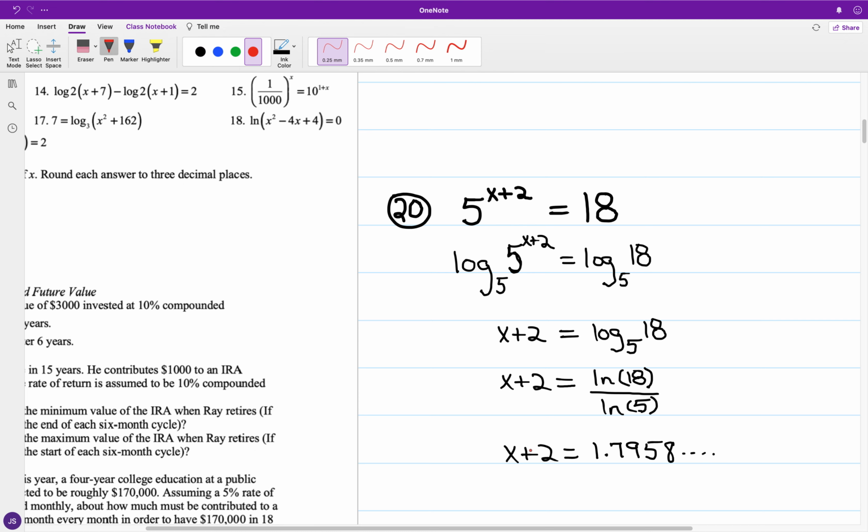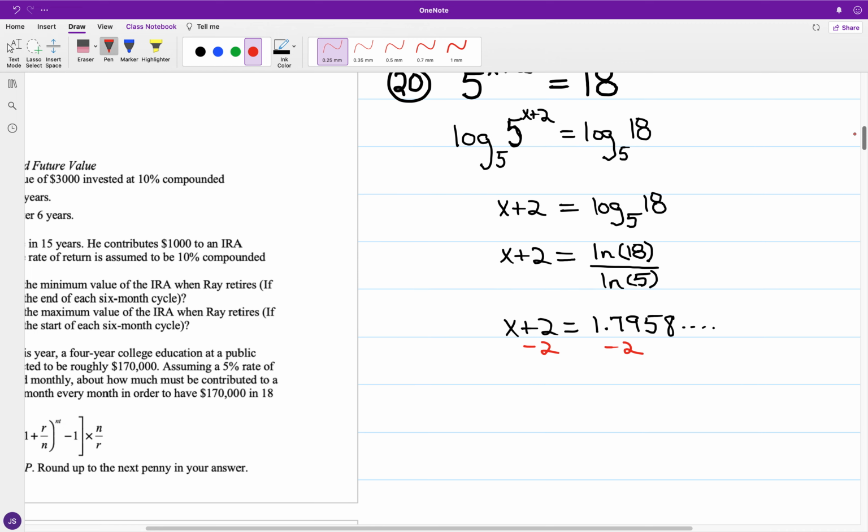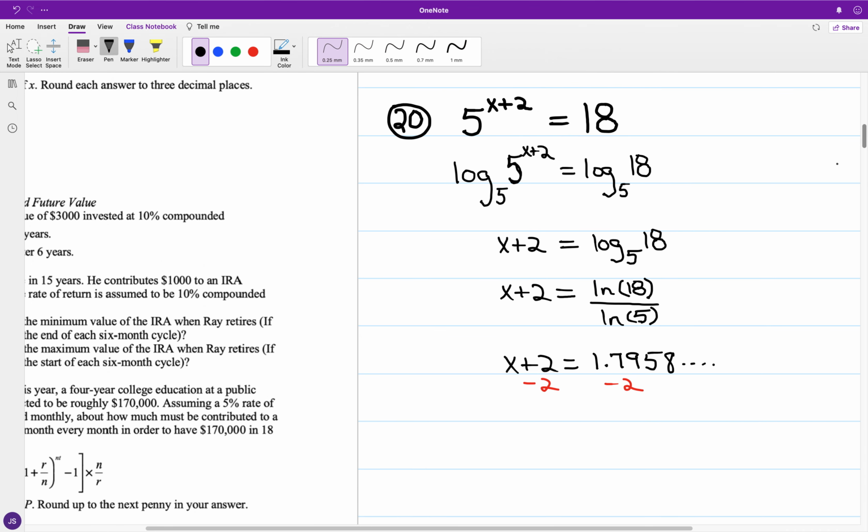And if we look at subtracting 2, we'll have for x, and it's said to round to the nearest 3 decimal places. For this 1.79 plus number, taking 2 away, we will end up with a negative quantity, which to the nearest 3 decimal places is negative 0.204.